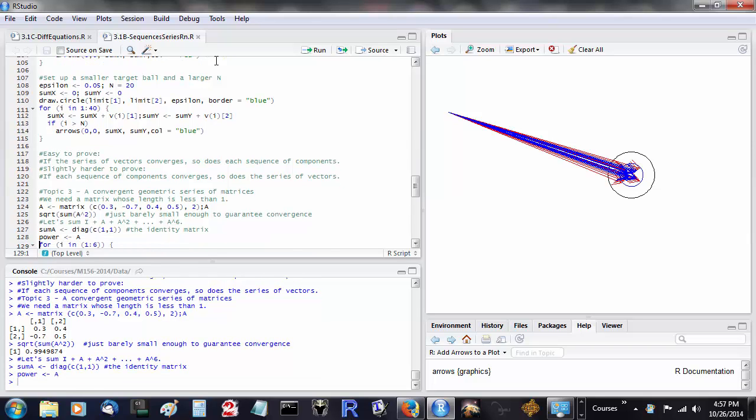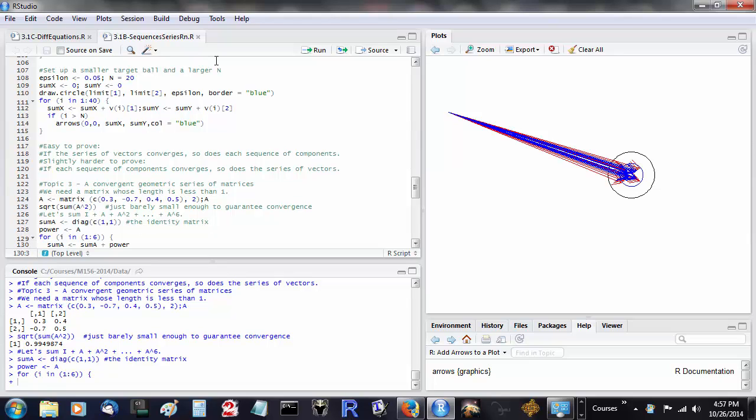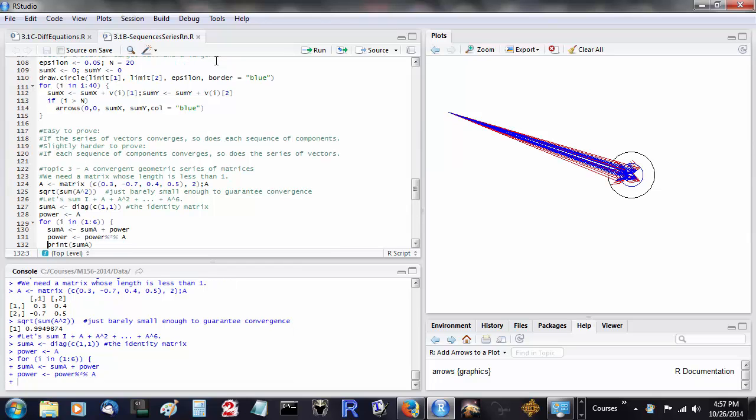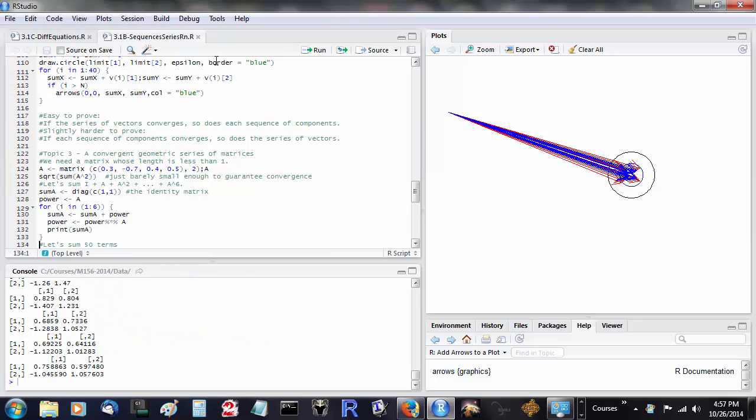And in order to do that, I need a variable to hold the sum of terms. I need a variable called power to hold the highest power that I've calculated. And then with each successive term, what I do is update the sum of the terms and multiply the power by A yet again to create the power of the matrix A that's 1 higher. And I'll print that out so that you can see what it looks like. And there are some of the matrices.